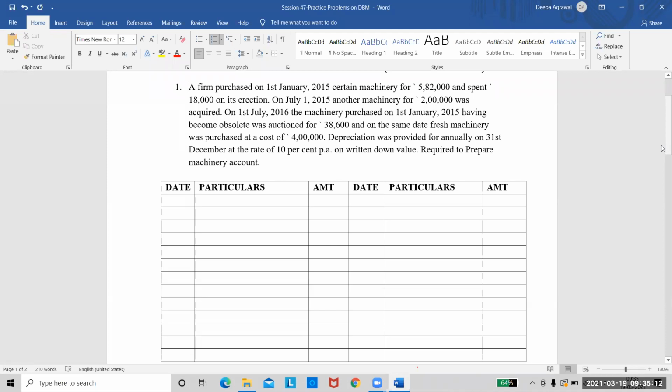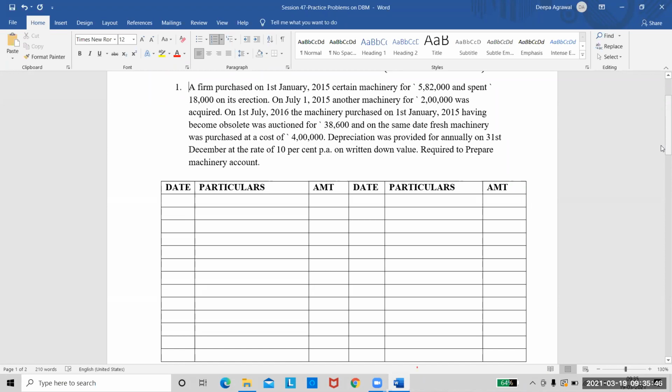So was the second machinery purchased in the same year or next year? It's in the same year. In 2015 itself, January 1st, we purchased one machinery. July 1st, we purchased the second machinery. On 1st July 2016, that is the third year, the machinery purchased on 1st January 2015, having become obsolete, was auctioned for 38,600. What do you mean by auction? That means it was sold by auction. And on the same date, fresh machinery was purchased at a cost of 4 lakhs.